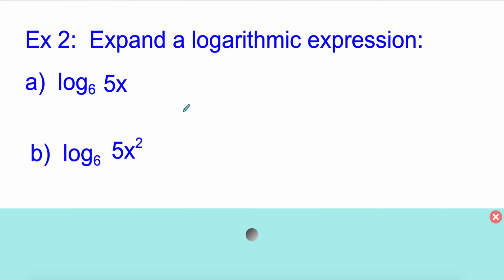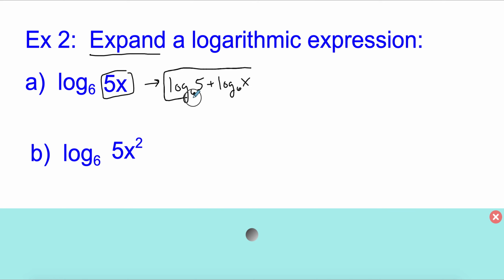So next thing we want to do, we're going to still use our properties and just break these logs apart. Breaking them apart is called expanding on this one, and then we're going to condense on the next one. So this is two things multiplying inside here. Remember what we do when we're multiplying. We split them apart with addition. So log base 6 of 5 plus log base 6 of x. And that's all you've got to do. Once you split them apart as much as you can, then you're done.